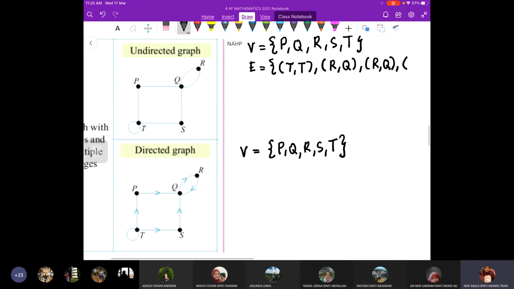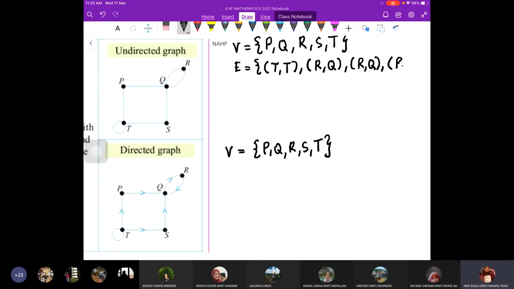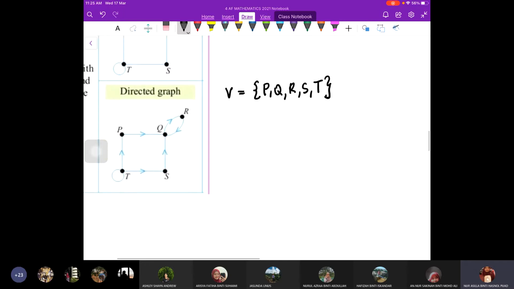And then kita pergi kepada yang lain-lain lah. So kita ada P, Q, Q, S, S, T, T, P. Okay, so that's it. So semua kita punya edges. Alright. So untuk directed graph, you have to consider direction. So edges dia, kita start dengan loop. So loop 2 kali. Jadi kita akan kekal sama. Loop is the same macam kat atas.